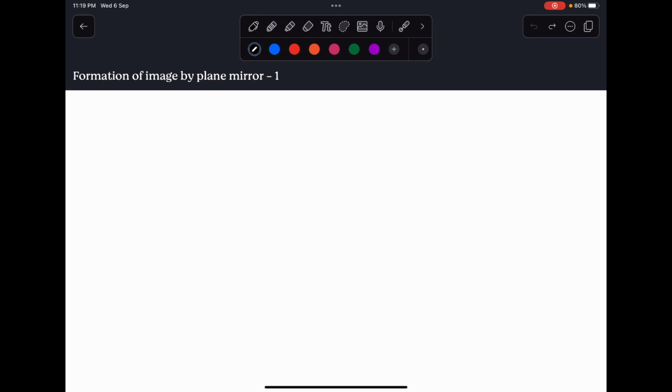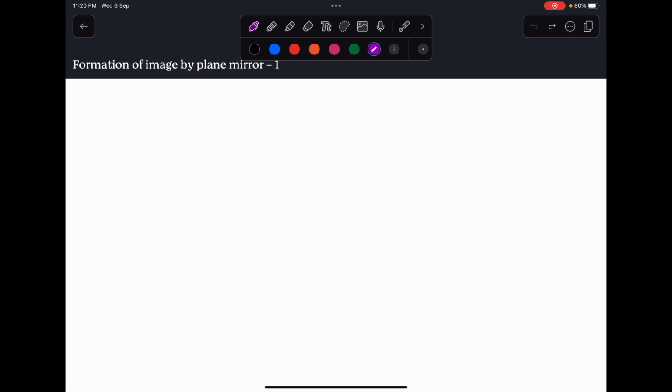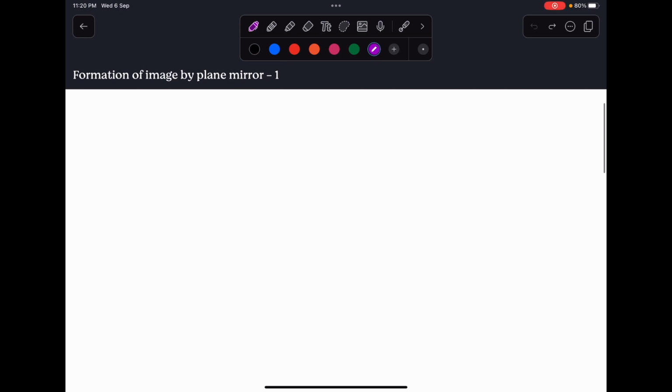So now in today's video we are going to learn about formation of image by plane mirror. As a part 1 we are learning. So what do you mean by part 2? Let us have in part 2 the other concept, the same formation of image by plane mirror, a different case. So here we are learning formation of image by plane mirror for point object. What I am going to explain for point object.